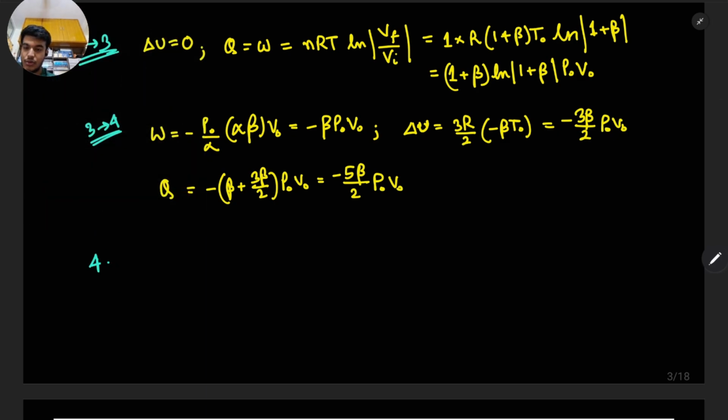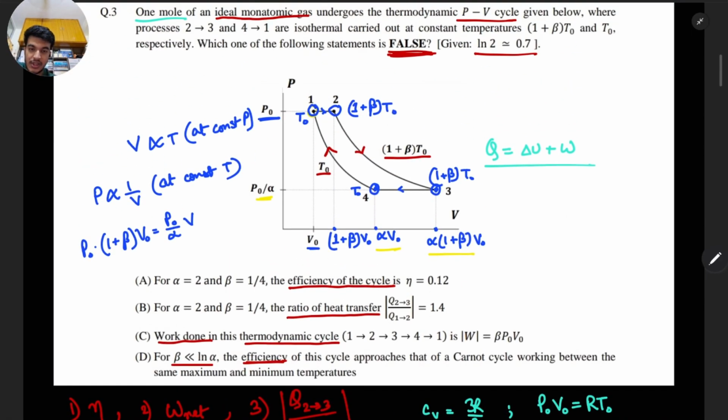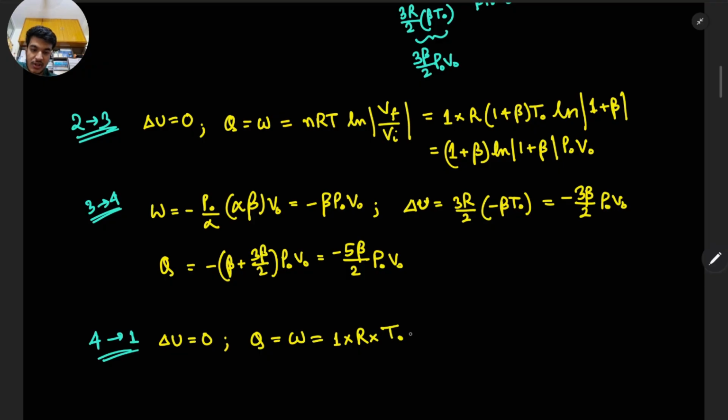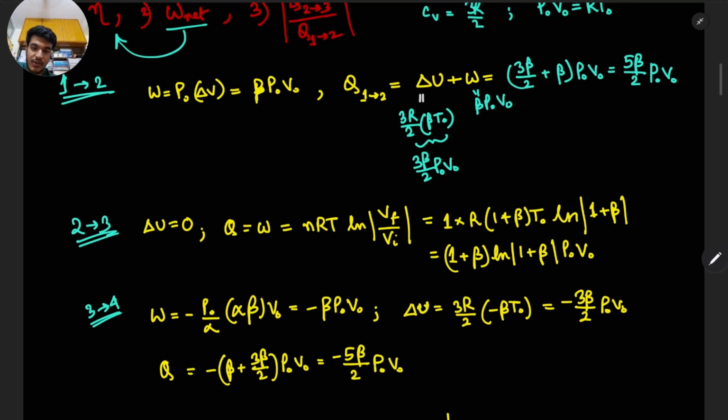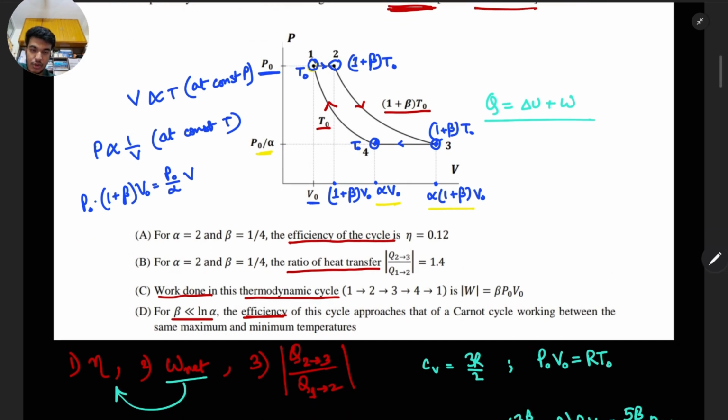Now moving to 4 to 1, the last process. It is again an isothermal process, and del U is 0. So Q is again equal to W. So W is nRT naught. So n is 1 into R into the temperature, which here is T naught in this cycle. So it is RT naught ln Vf by Vi. So the final volume is V naught and the initial was alpha V naught, right?